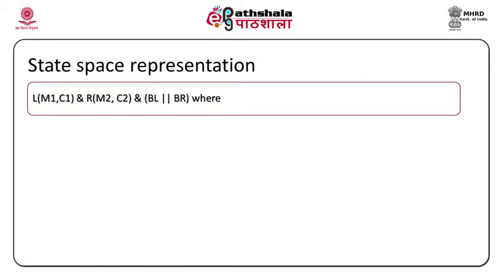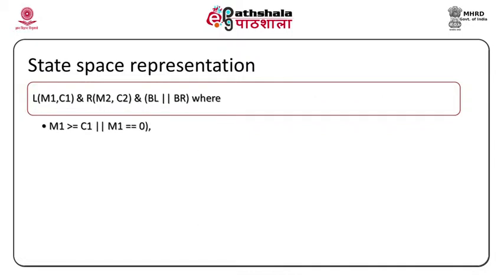Now the preconditions. Please understand, state space representation means I am defining all states using a simple formula. We have M1 missionaries and C1 cannibals on the left side, M2 missionaries and C2 cannibals on the right side, and the boat is either on the left side or the right side, where M1 is greater than or equal to C1. That is the requirement. The number of missionaries must be greater than or equal to the number of cannibals, but that may not be true if M1 is 0.